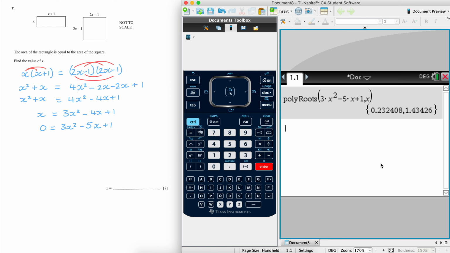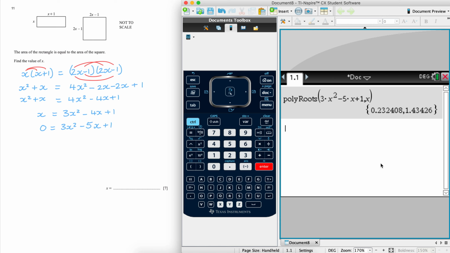And if I press enter, that gives me my two solutions. Okay, so two solutions there. One of them is that x is 0.232, and the second is that x is 1.43. Okay, so I have those two different solutions.